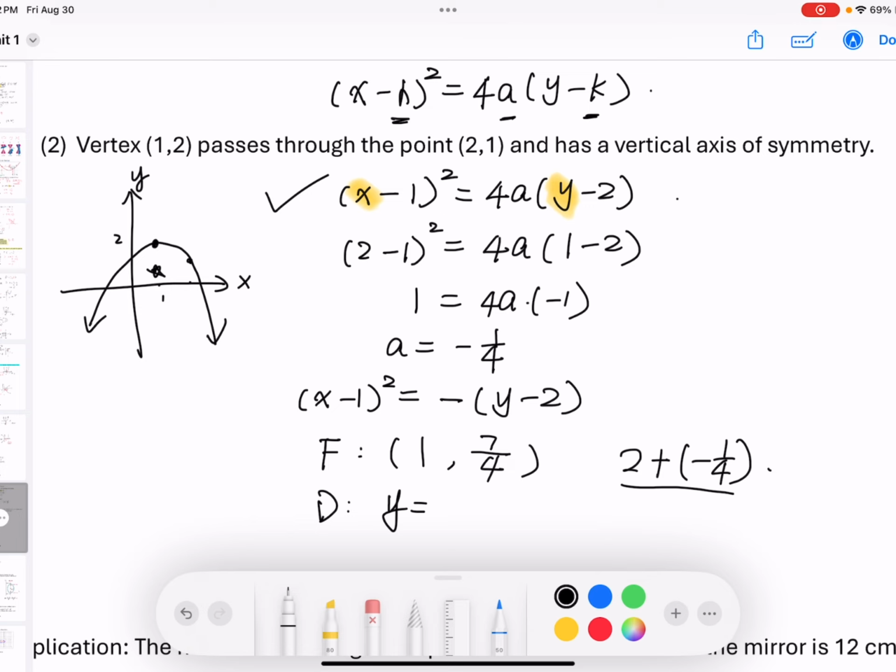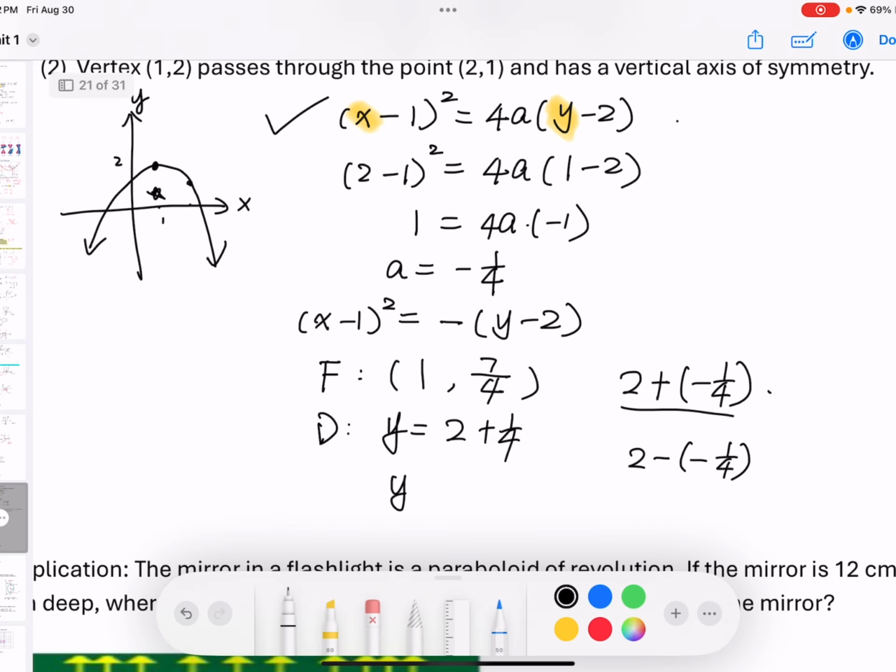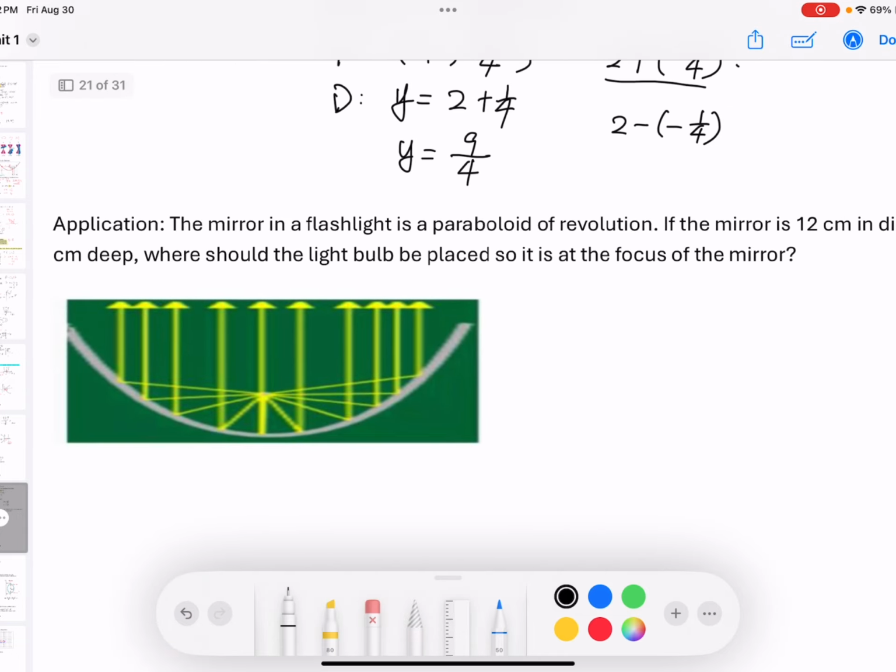How about the directrix? I need to go up the absolute value of a, go up 1/4 unit. So based on the 2, we can plus 1/4. Some students will ask me, shouldn't it be based on the 2, and then minus a, minus negative 1/4? It is 2 plus 1/4. So the directrix is y equals 9/4.